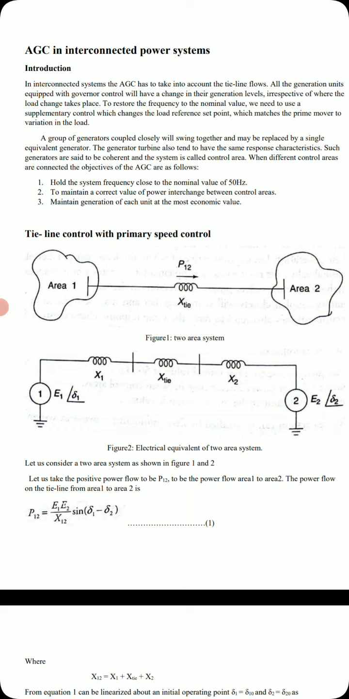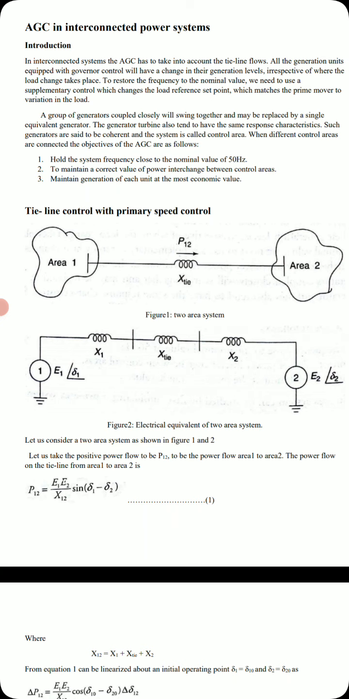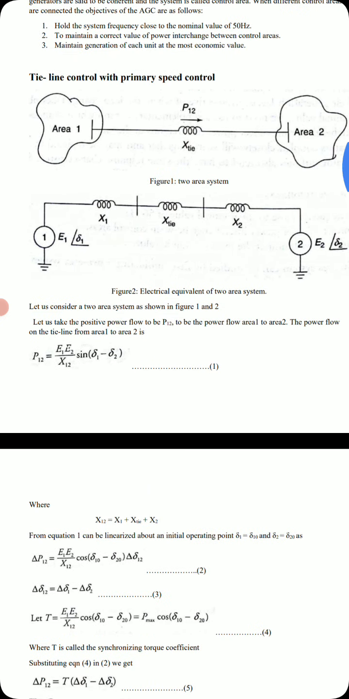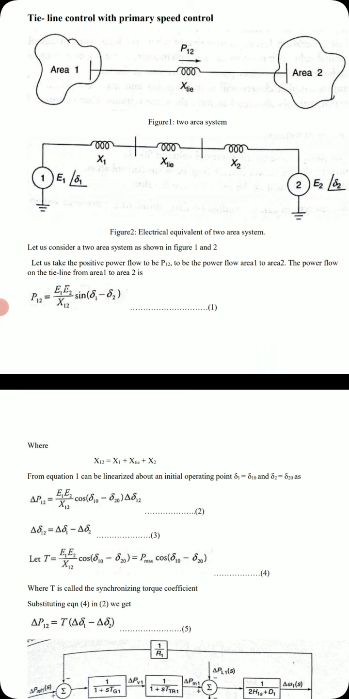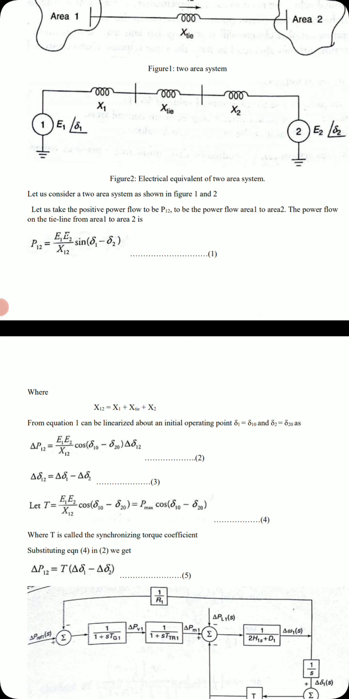Now, power transfer, as we know from power system analysis 1: P is equal to what? EV by X into sine delta, where E is the excitation voltage, V is the terminal voltage, and X is the reactance. Same thing here with two generators, 1 and 2. So P12 is given by E1 E2 divided by X12 sine of delta 1 minus delta 2, where X12 is given by X1 plus X tie plus X2, that is the reactance of area 1, tie line reactance, plus reactance of the second area. Together we are calling it X12.